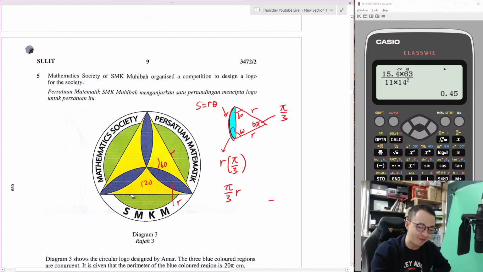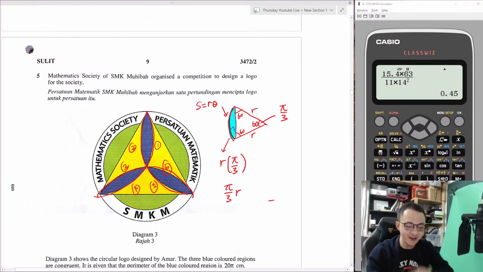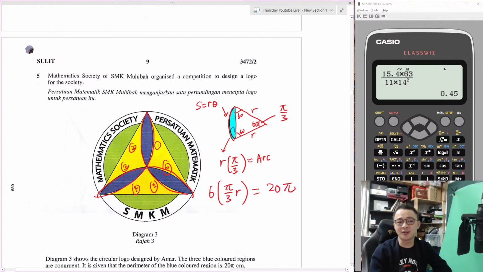Alright, then have a look at this one. How many arc lengths do we have now? We have 1, 2, 3, 4, 5, 6. So it's 6 of the arc length here. So 6 multiplied by this will equal 20 pi. According to the question, the perimeter of the blue color region is 20 pi.